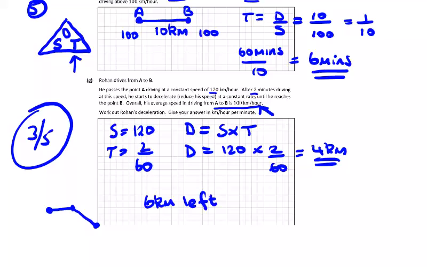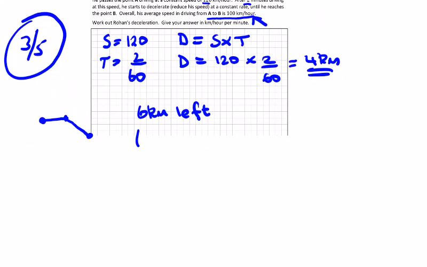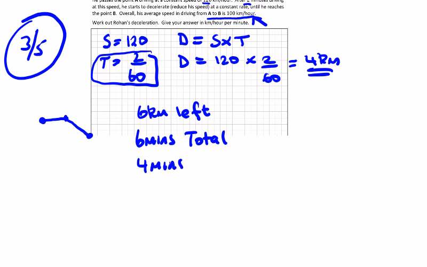That's the first part, isn't it? It took 6 minutes in total. So it takes 6 minutes in total, which means he's already gone for 2 minutes. He's already been between A and B for 2 minutes, so there's 4 minutes left. And there's 4 minutes left, and the distance is 6. So we have distance and we have time.